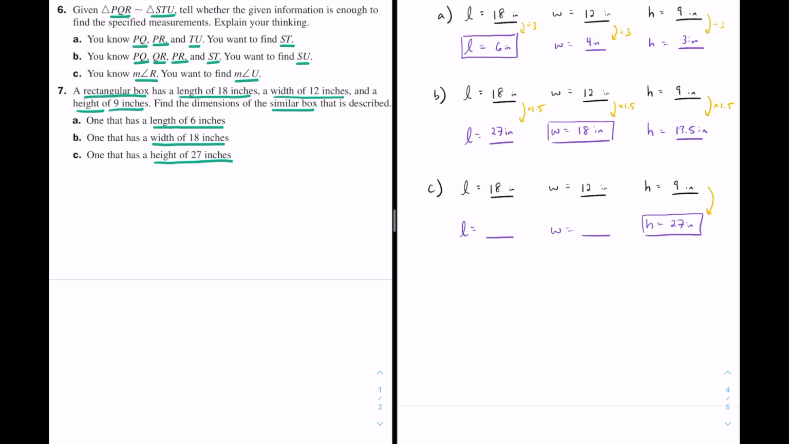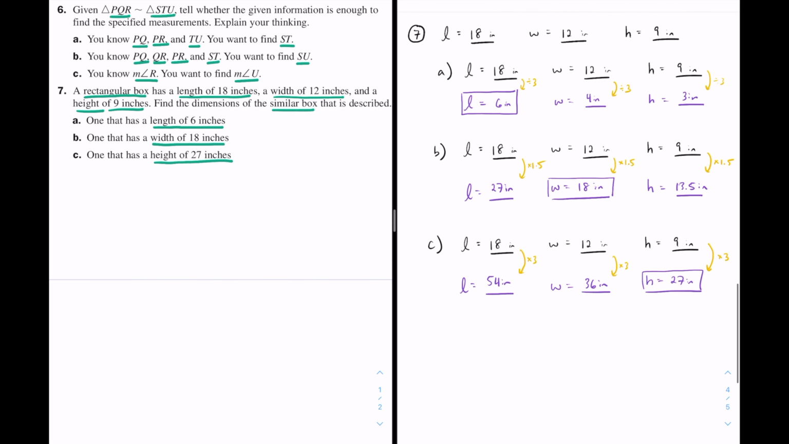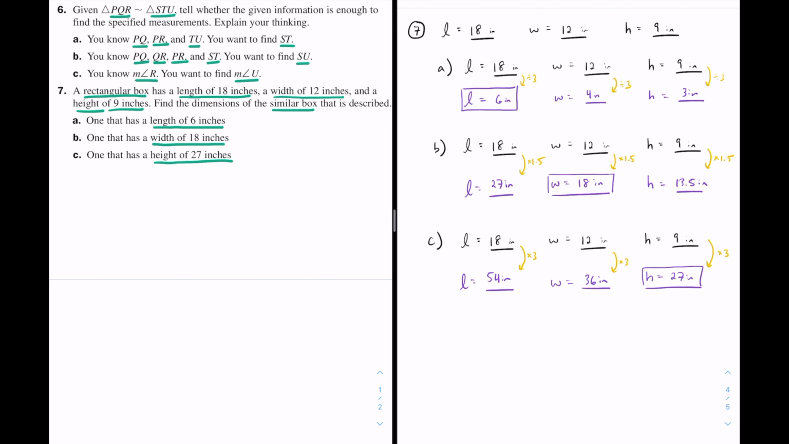It looks like to get from 9 to 27, that's times 3. So we're going to do the same thing for the width and for the length. So 18 times 3, I think that's 54 inches. And then 12 times 3, that's 36 inches. So all of these boxes would be similar to the original box that was 18 by 12 by 9.